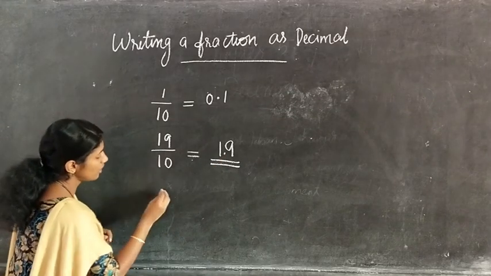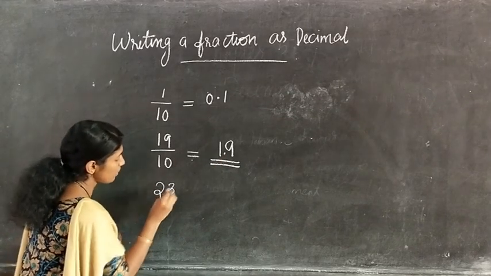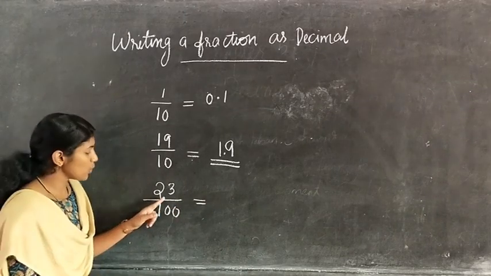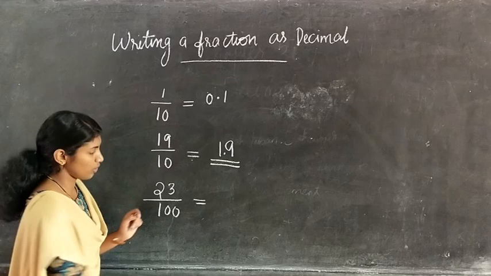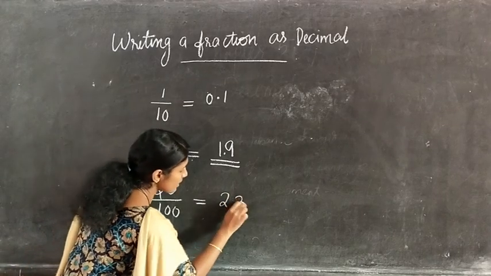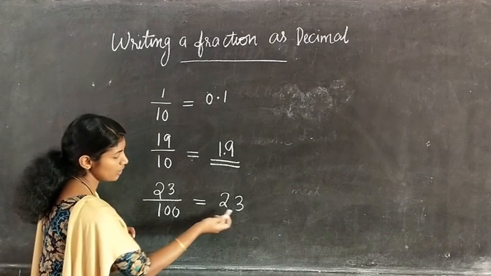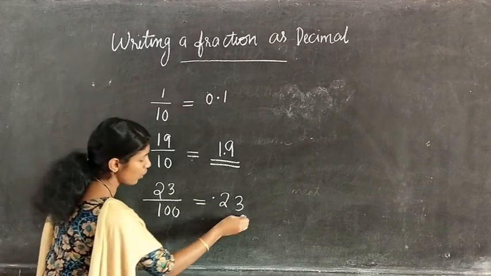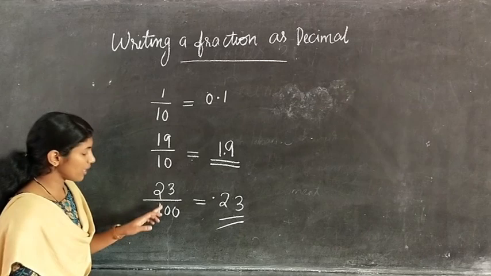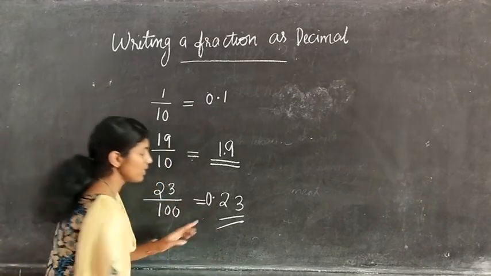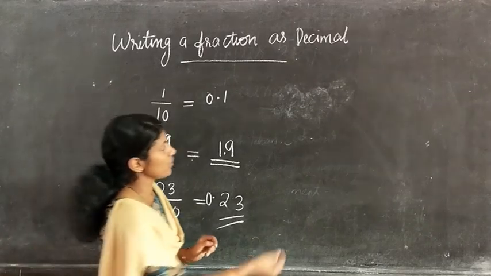The next number, 23 by 100. Here we have to convert this 23 by 100 to decimal. For that, first we have to write the numerator, then count the number of zeros, 1, 2. So we have to count 1, 2. Then we have to put the dot. That means 23 by 100 equal to point, you can write 0.23.